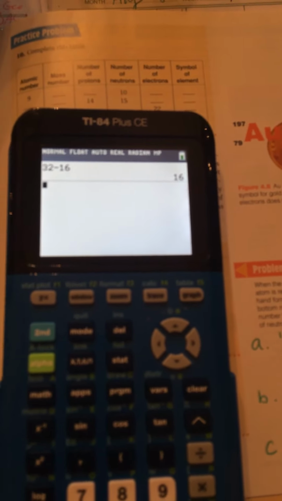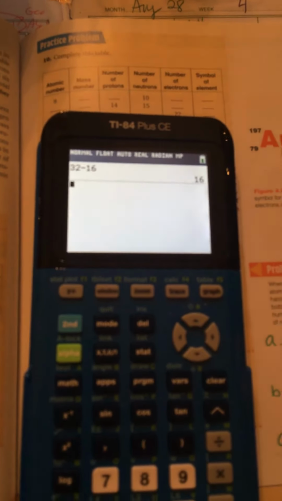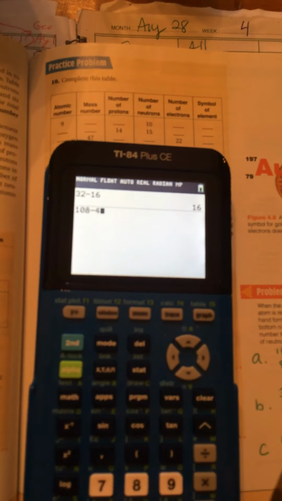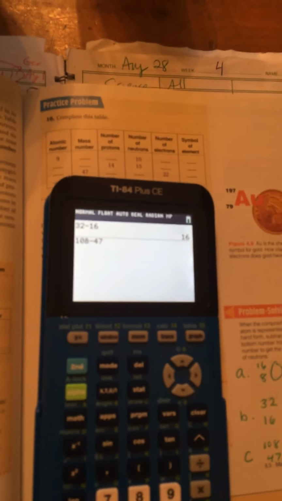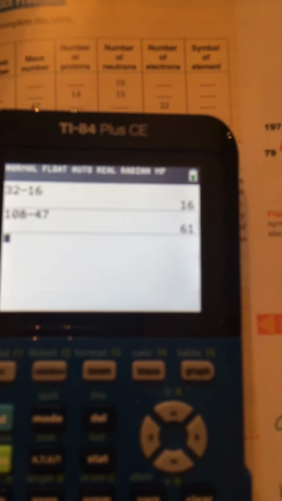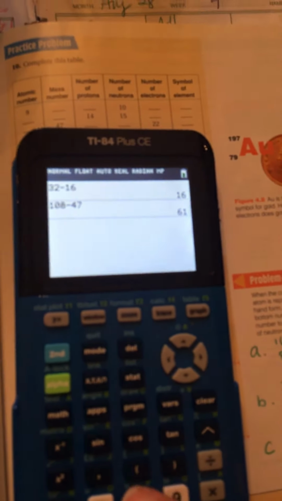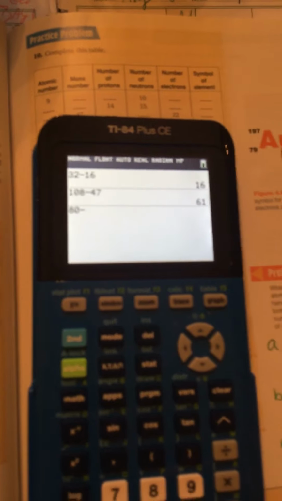So you can see that it is 16. This one is 108 minus 47. That's a good one to do on your calculator. Now, what I always tell my kids about calculators is if you miss a problem in chemistry, I want it to be because you didn't know the chemistry, not because you tried to do math in your head and got it wrong. You pay a lot for these calculators, so I say use them.